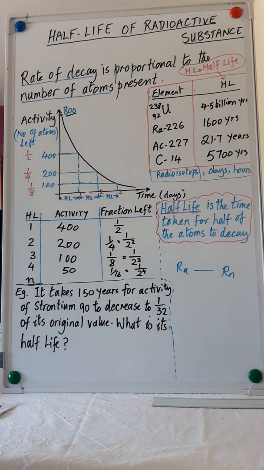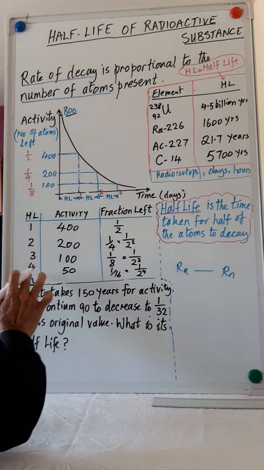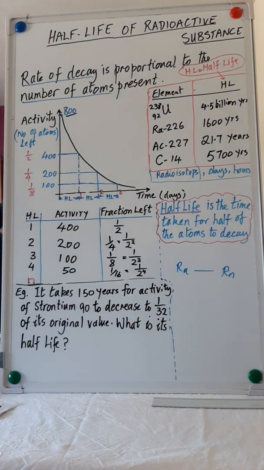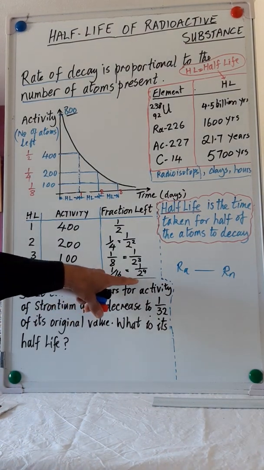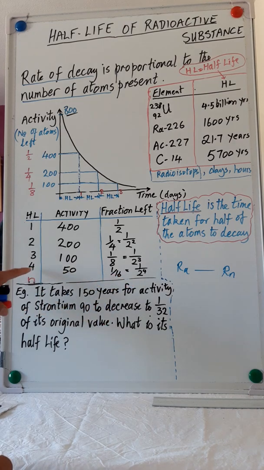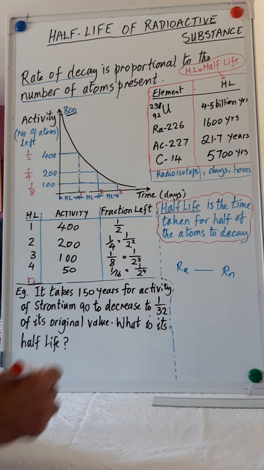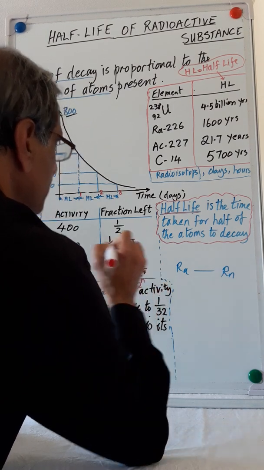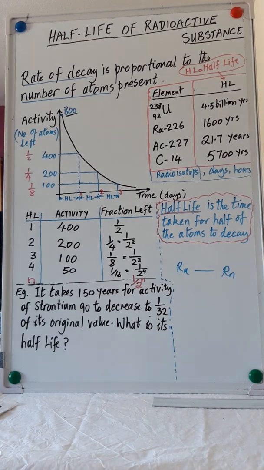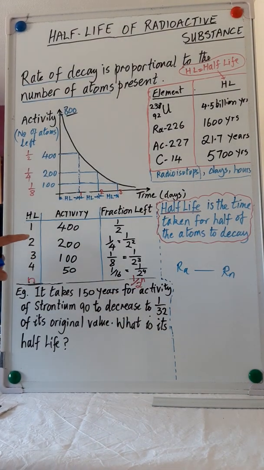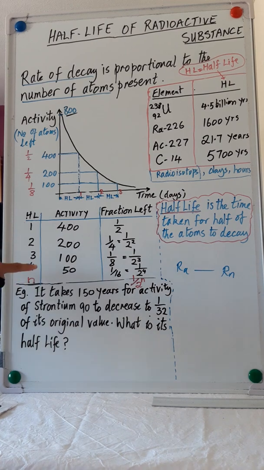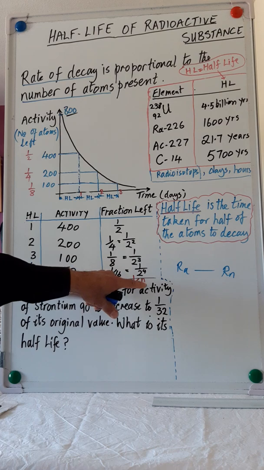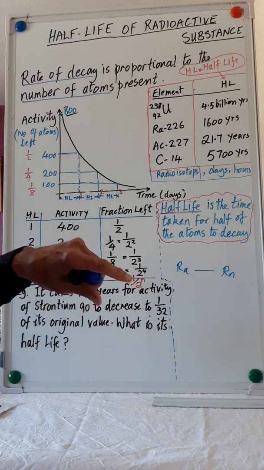Now, if we take n half-lives, I'll write this in a different color. We can derive a rule. The fraction that is left will be 1 over 2 to the power of n, where n stands for the number of half-lives. So after 5 half-lives, it'll be 1 over 2 to the power of 5, which comes to 1 over 32.